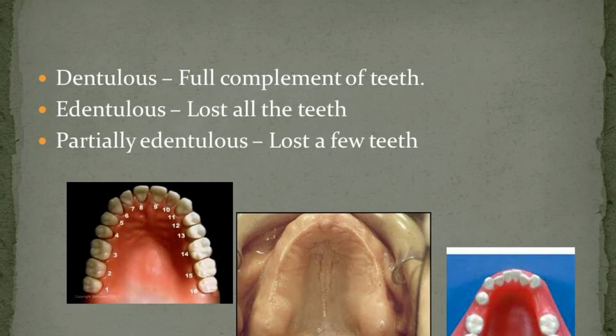Other very common terms used by the dentist or your dental professors are dentulous mouth, edentulous mouth and partially edentulous mouth. When there is presence of a complete set of teeth in the mouth, it is termed as dentulous. When the teeth are absent in the mouth, it is termed as edentulous mouth, and when there are few teeth in the mouth of the patient, it is termed as partially edentulous mouth.